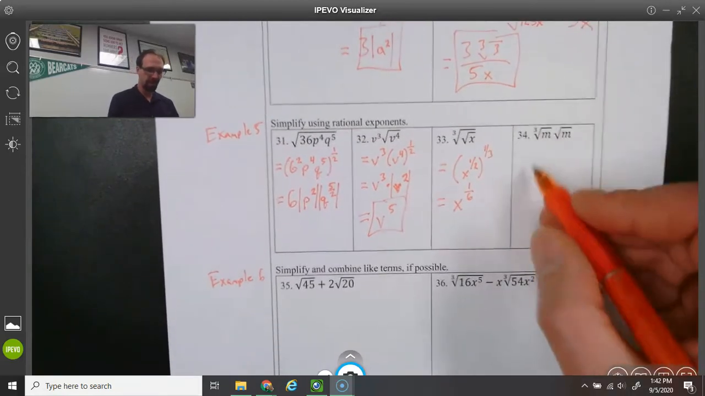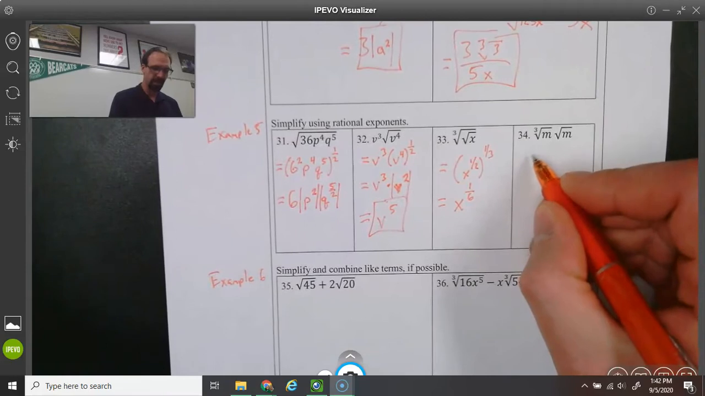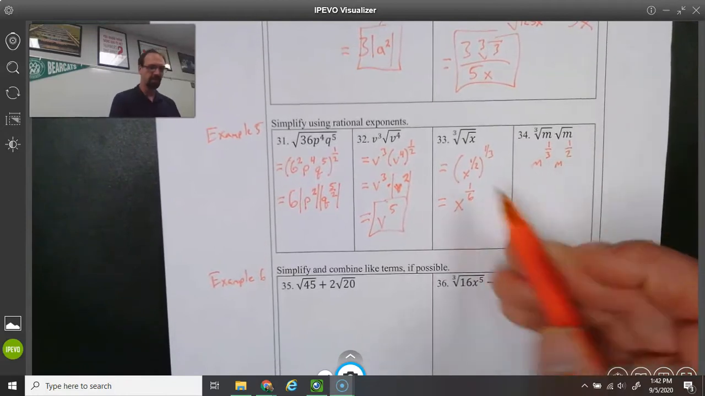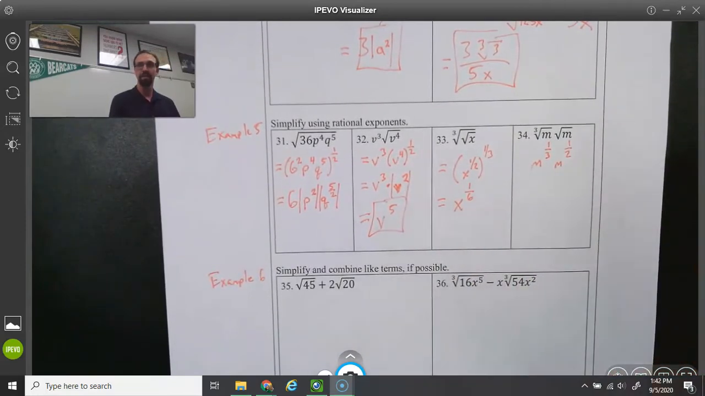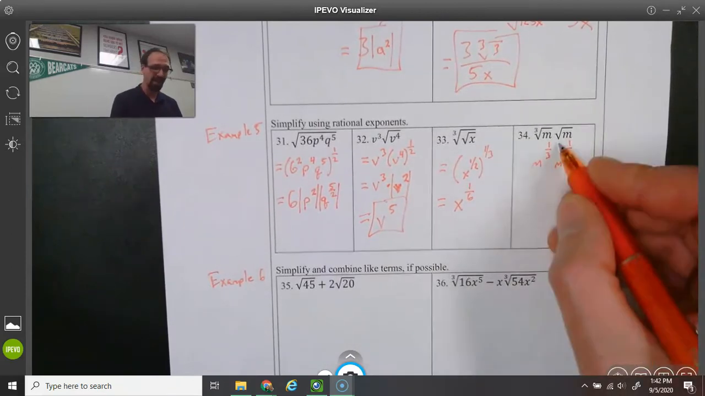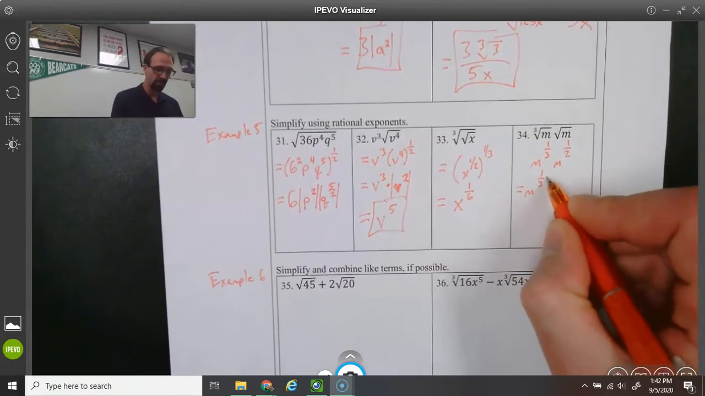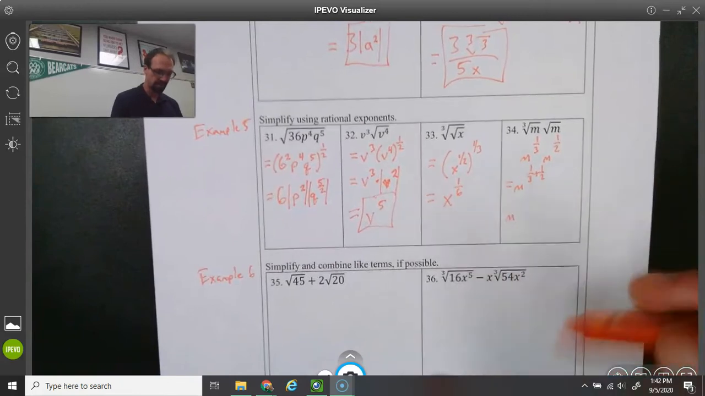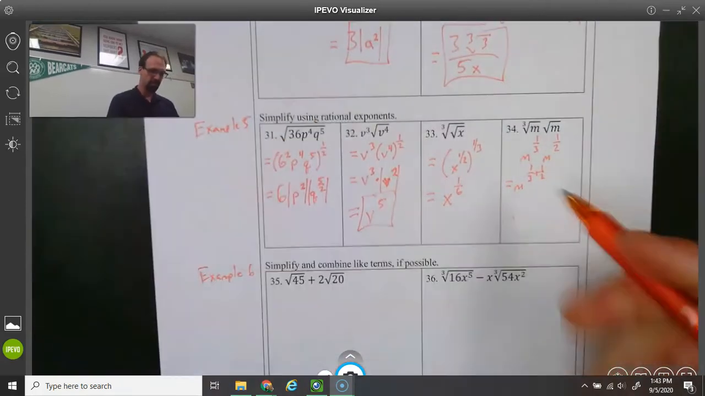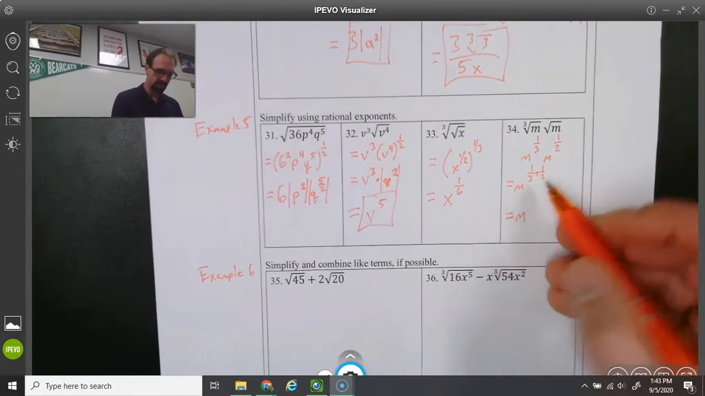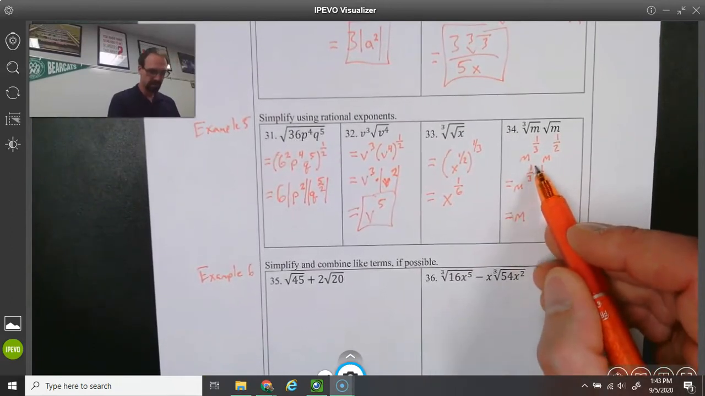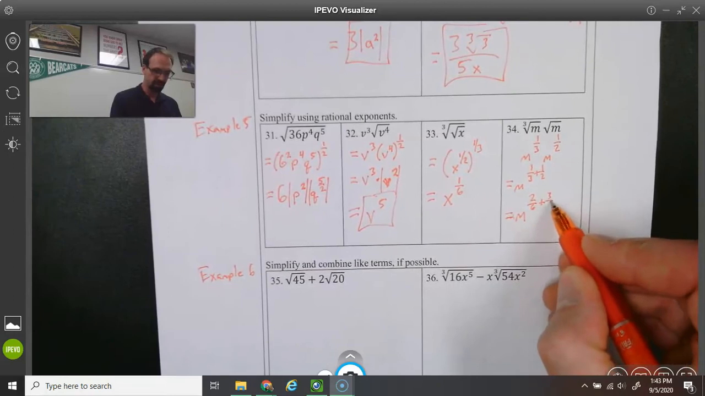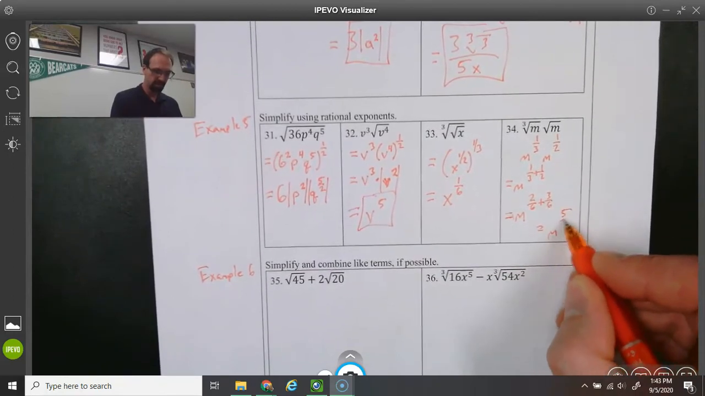Now for this next one, I have the cubed root of n and then the square root of n. In terms of exponents, I have n to the 1/3 times n to the 1/2. A lot of students try to do what we did here with this as well. This is not the same. We're multiplying the same base, so we can add the exponents. If we add 1/3 plus 1/2, we need a common denominator: 2/6 plus 3/6. So we get n to the 5/6 power.